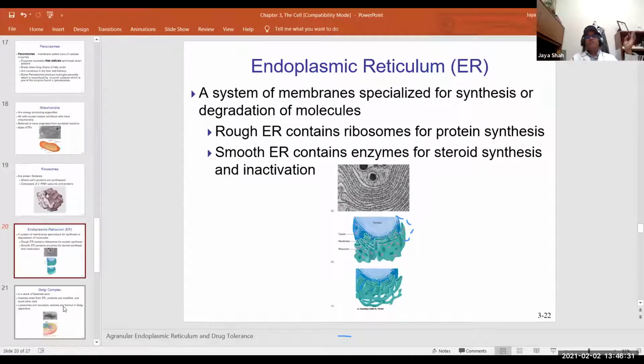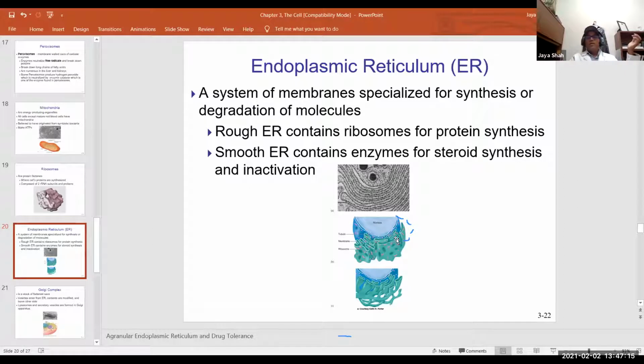Another organelle is endoplasmic reticulum, ER. ER is a system of membranes specialized for synthesis or degradation of molecules. There are two kinds of ER. By the way, you can find ribosomes in the cytoplasm or attached to the endoplasmic reticulum. If ribosomes are attached to the ER, then we call it rough ER or granular ER. If it is not, then we call it smooth ER, agranular ER.